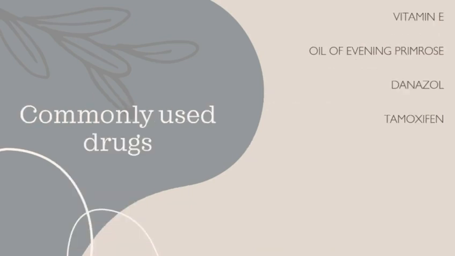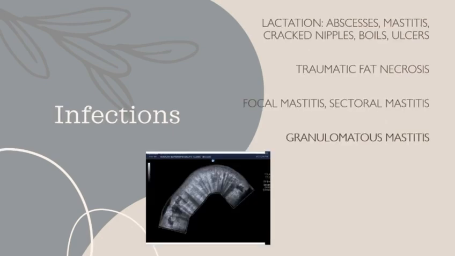Commonly used drugs in the management of benign breast conditions include vitamin E, oil of evening primrose, low-dose danazol, or even tamoxifen in severe cases. Infections, as we have already discussed, are commonly found during a lactational stage. There may be traumatic fat necrosis following trauma.